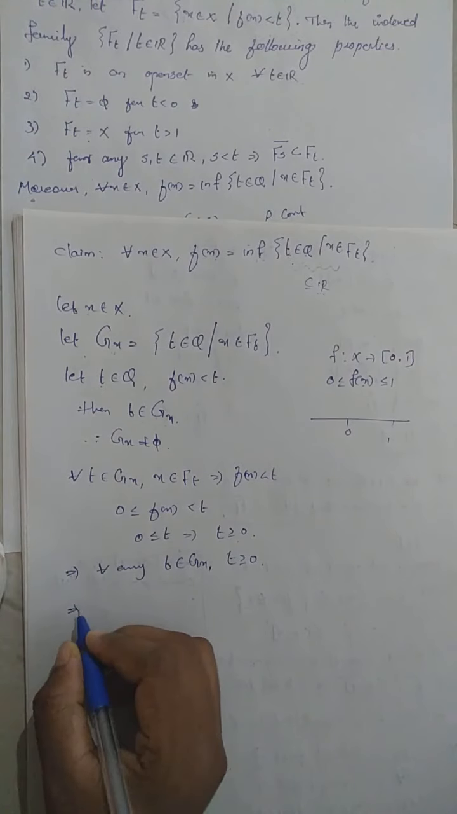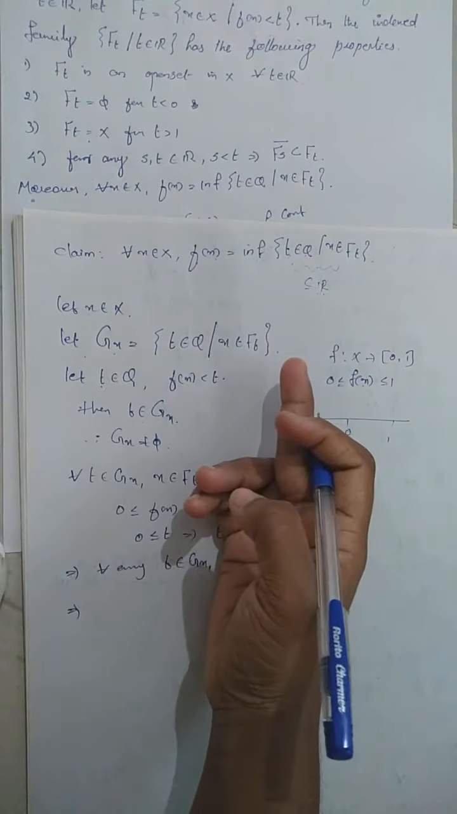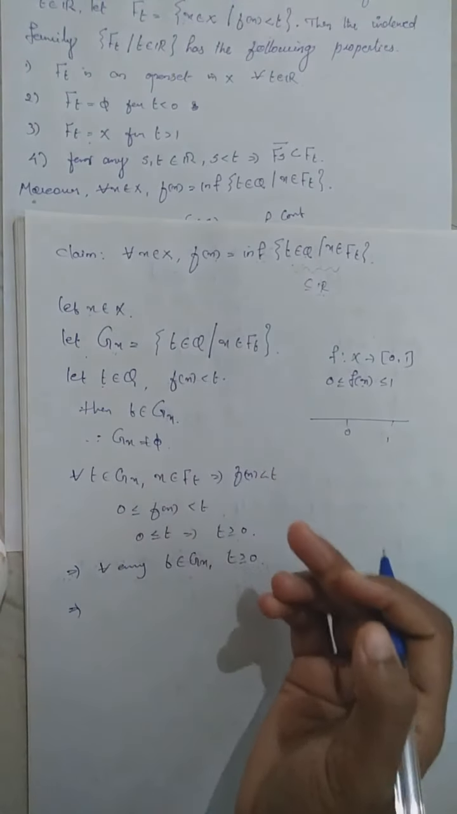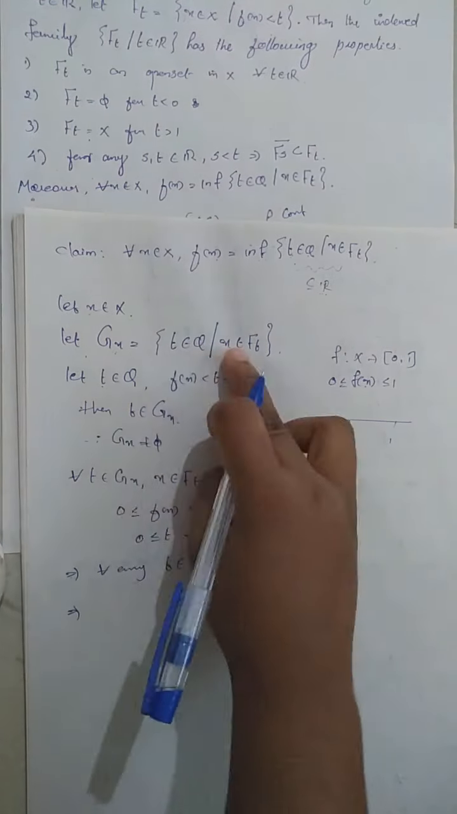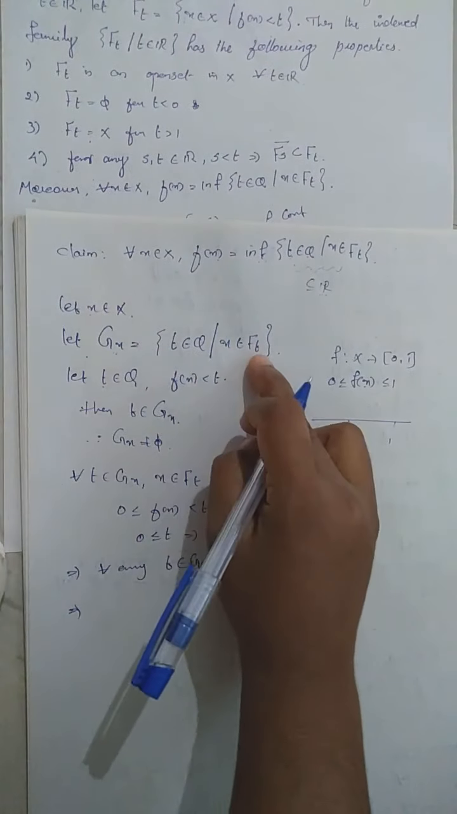So that means if you consider any element t in gx that is greater than or equal to 0, the elements of this set are greater than or equal to 0. All the t's here are greater than or equal to 0. That means all the elements here are greater than or equal to 0.